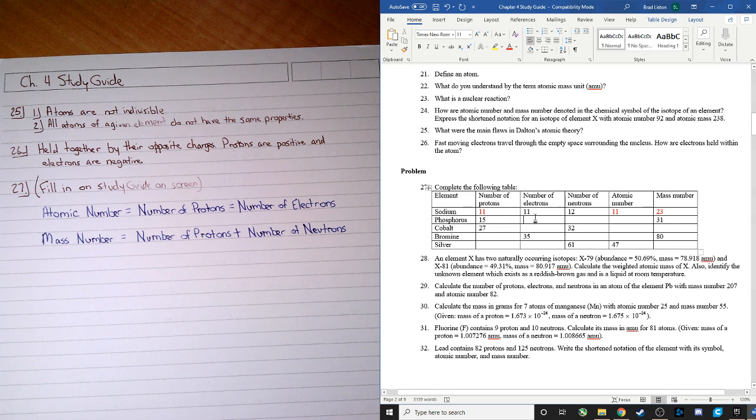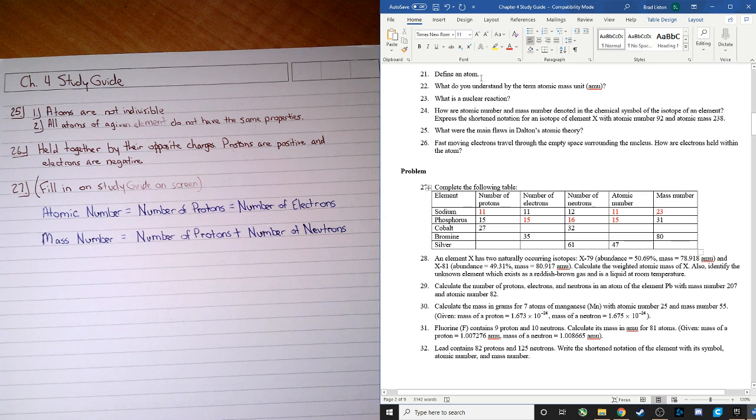Number of protons we know, so we know number of electrons. We also know the atomic number. All right, so now we are a little backwards this time. We know the mass number and we know the number of protons. We don't know the number of neutrons. So what we do, we take the mass number here, 31, and we subtract the number of protons. So 31 minus 15 gives us 16.